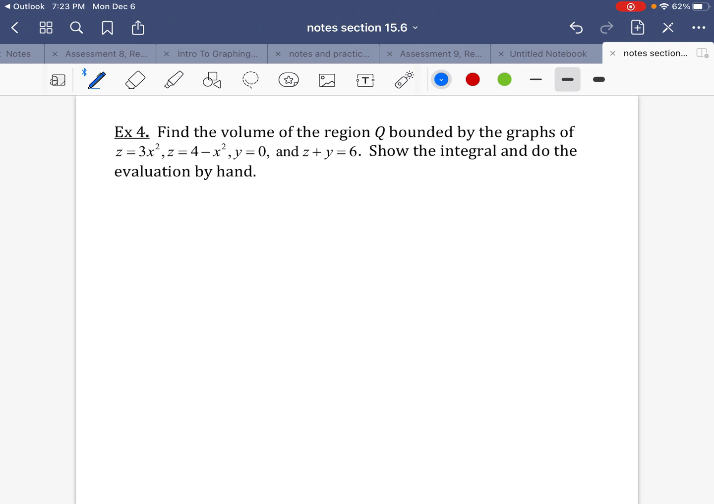All right, so number 4, let's see. So this picture, and I do have a little diagram that I'll show you in class, but let's start here. So we have these parabolic cylinders right here. If I draw z and x, z equals 3x squared is a parabolic cylinder pointing up, and z equals 4 minus x squared is a parabolic cylinder going down. Okay, crossing at 4.